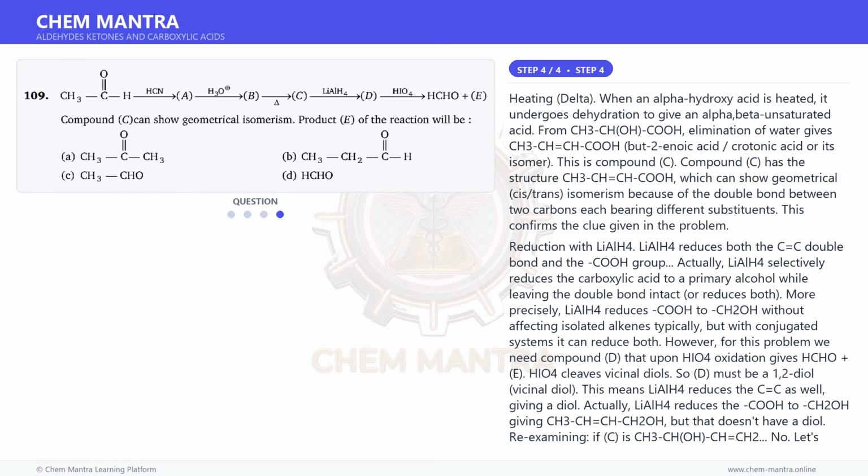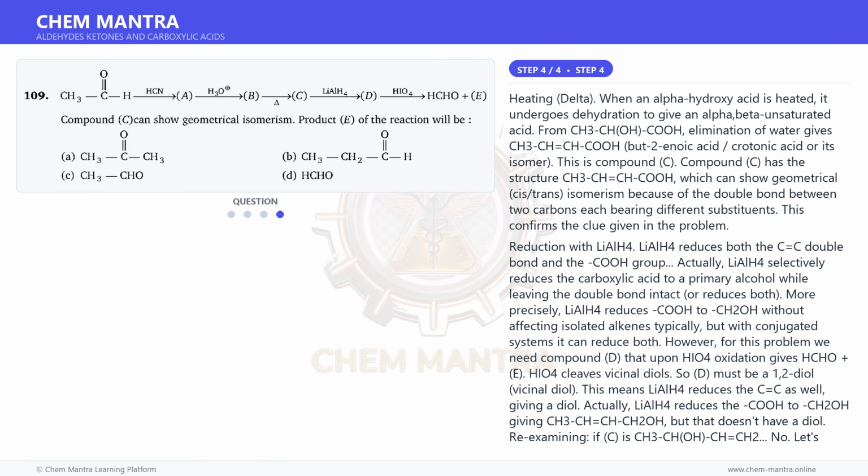However, for this problem we need compound D that upon HIO4 oxidation gives HCHO plus E. HIO4 cleaves vicinal diols. So, D must be a 1,2-diol, a vicinal diol. This means LiAlH4 reduces the C=C as well, giving a diol. Actually, LiAlH4 reduces the COOH to CH2OH giving CH3CH=CHCH2OH, but that doesn't have a diol.